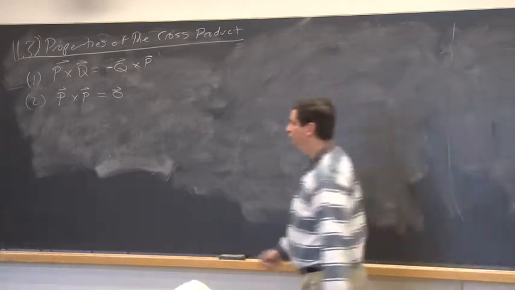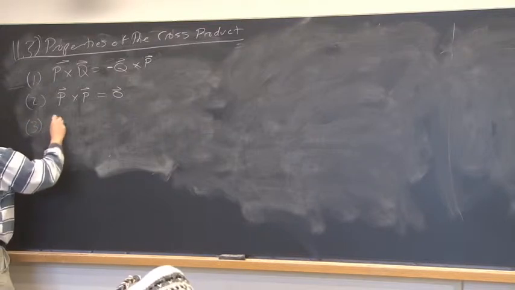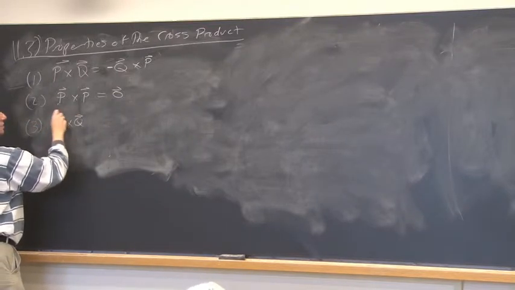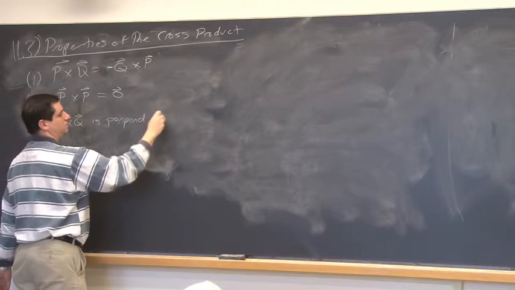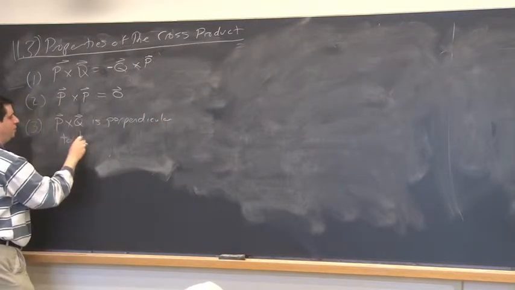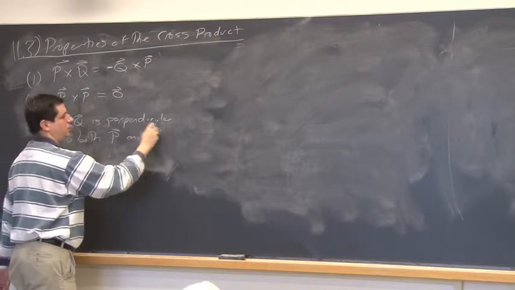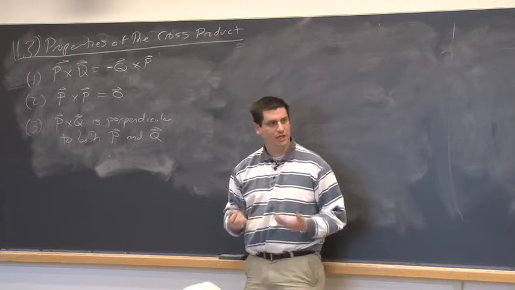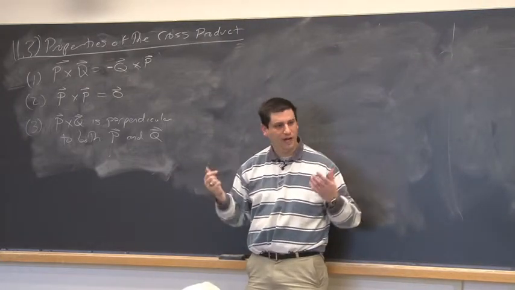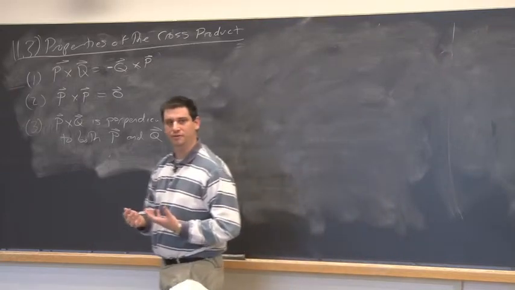All right. A really interesting one is that P cross Q is perpendicular to both P and Q. So what we saw at the end of class last time was not a miracle. It was not just a wonderful alignment of numbers from a made-up example, but actually a general principle.